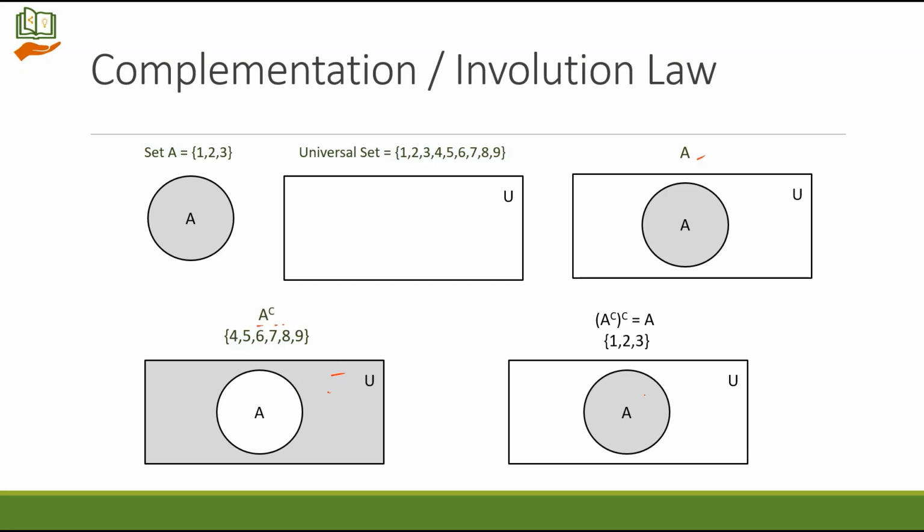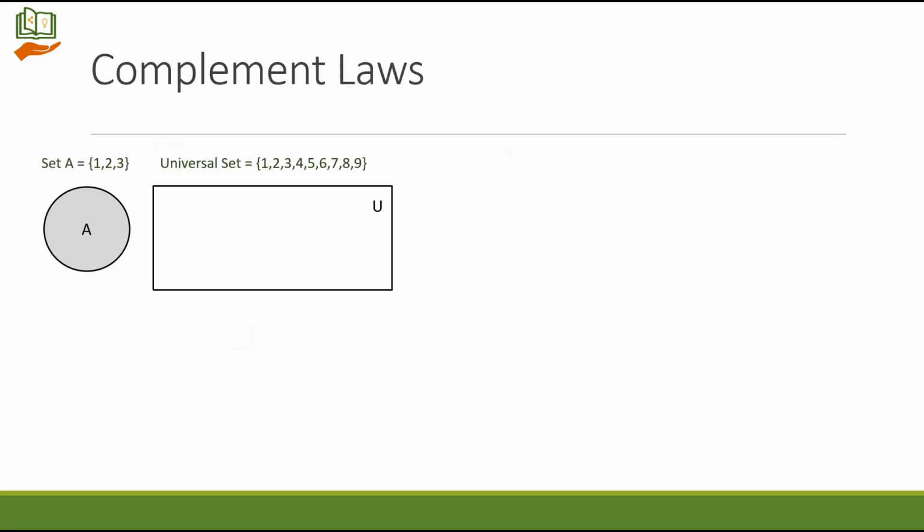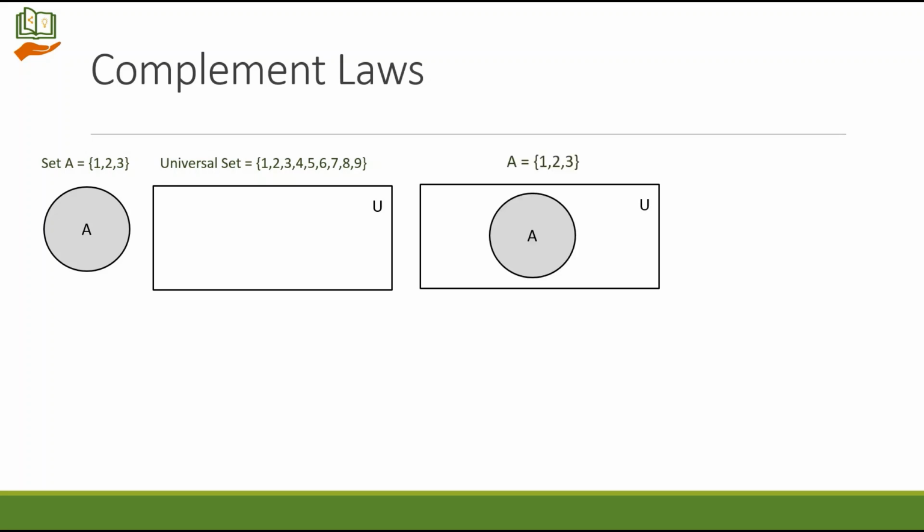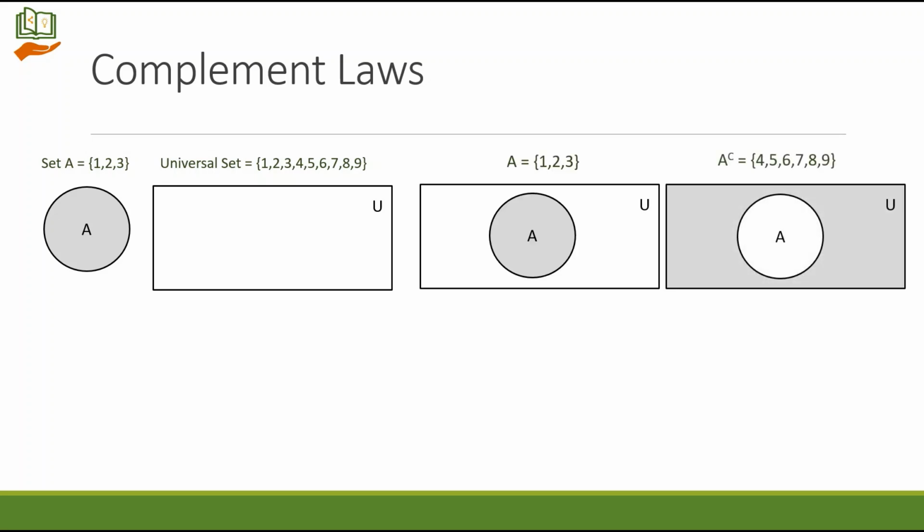So this will be the complementation law. Next we will get into complement laws. A is placed inside the universal set. What will be A's complement? It will be the shaded region outside A. So if A is going to be 1, 2, 3, A's complement will be 4, 5, 6, 7, 8, 9 based on the universal set we are just taking. A complement can also be represented by A bar.